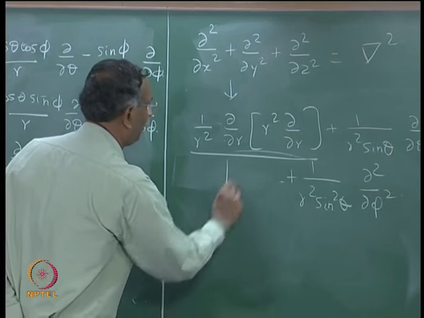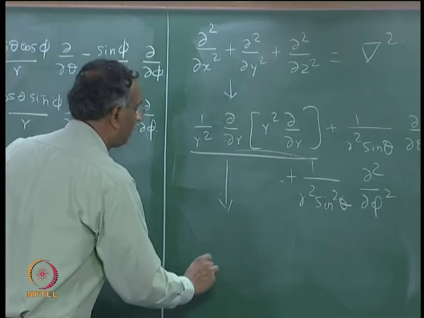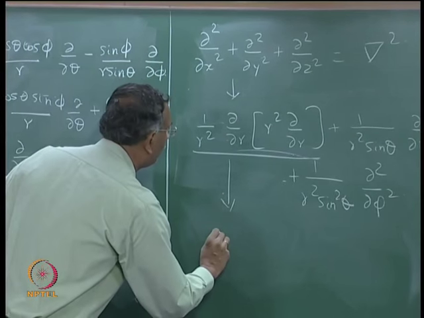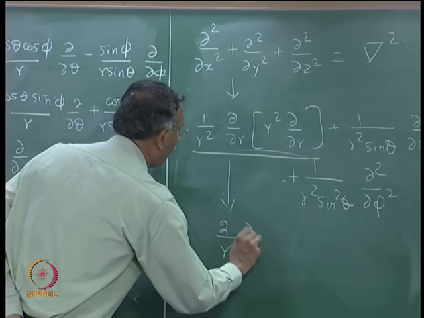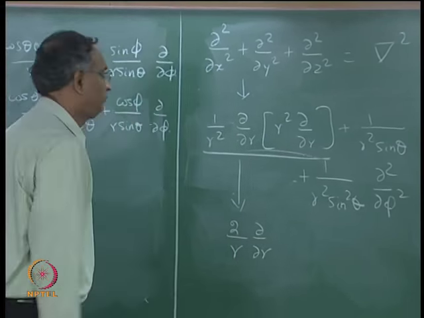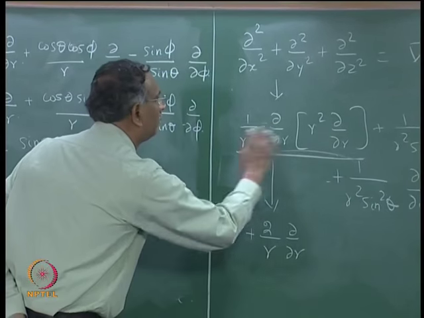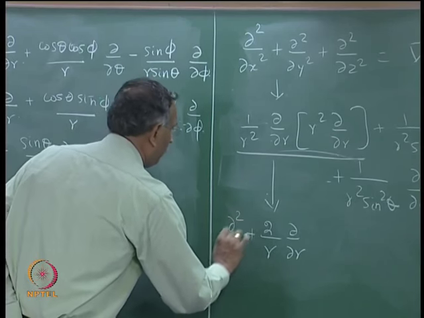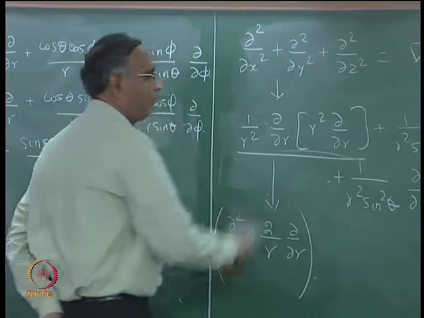equivalent to, if you put the derivative del by del r on r square, you will get 2r, therefore 2 by r del by del r, that is one term, and the other derivative will be, the r square is here, it is del square by del r square. Okay. This is written in that form.